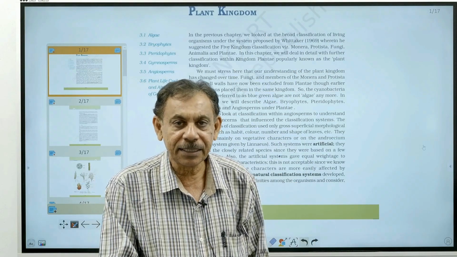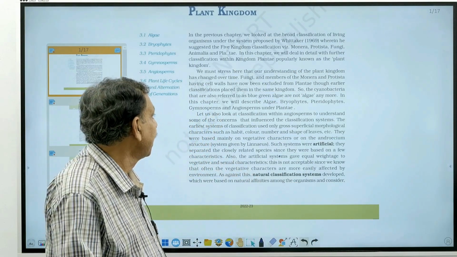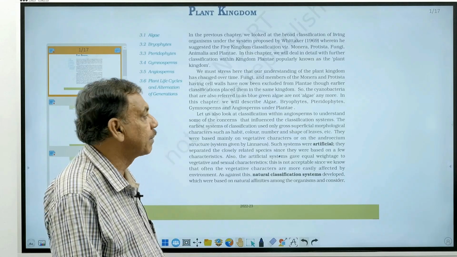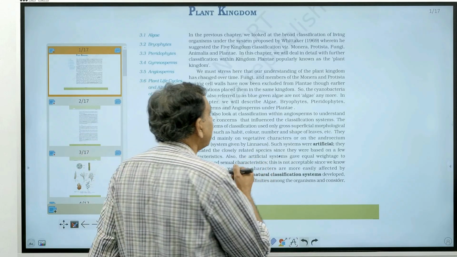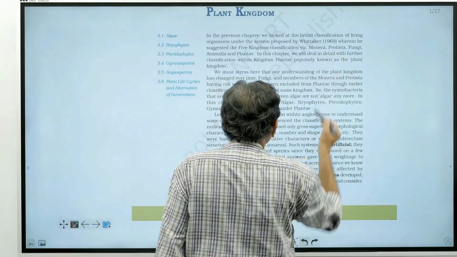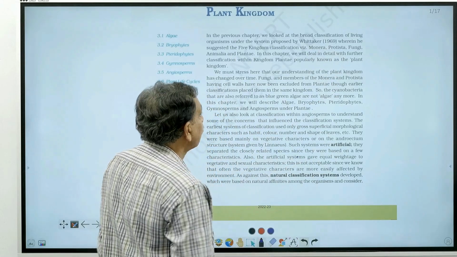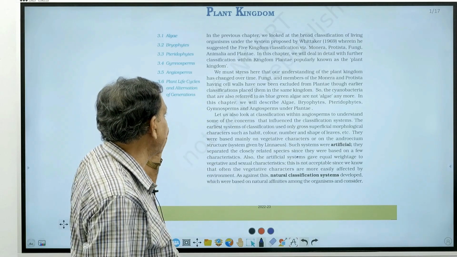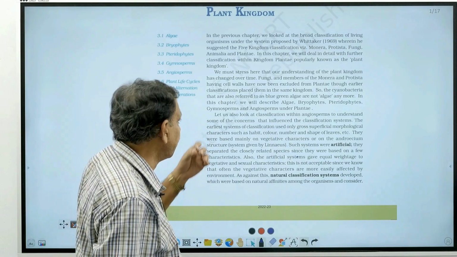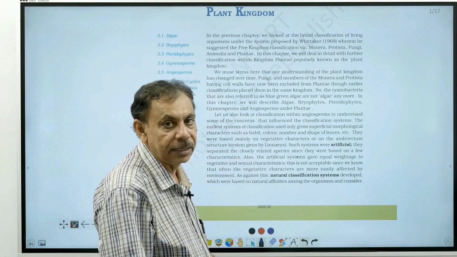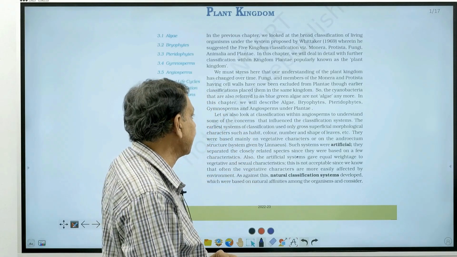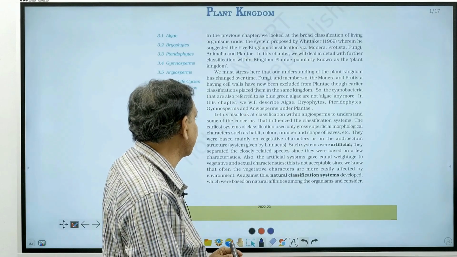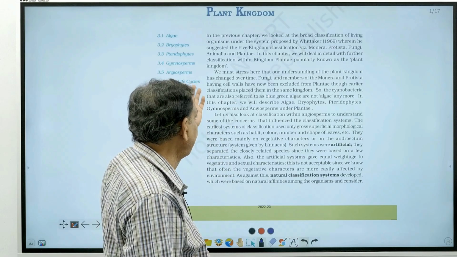Let us start the chapter Plant Kingdom. In Plant Kingdom, you will find there is a 5 kingdom classification brought out by Robert Whittaker. Robert Whittaker has classified the whole living organisms into 5 kingdoms: Monera, that is unicellular prokaryotes; Protista, unicellular eukaryotes; Fungi, multicellular organisms; Animalia, and Plantae.